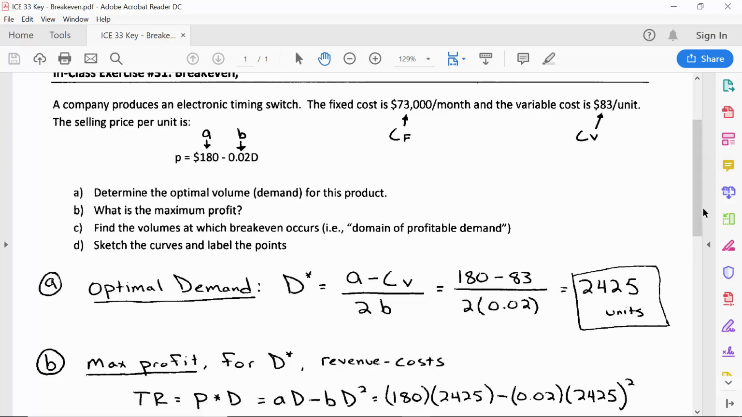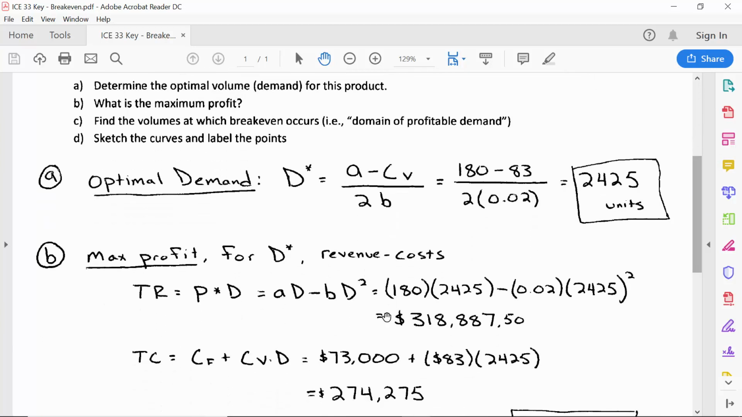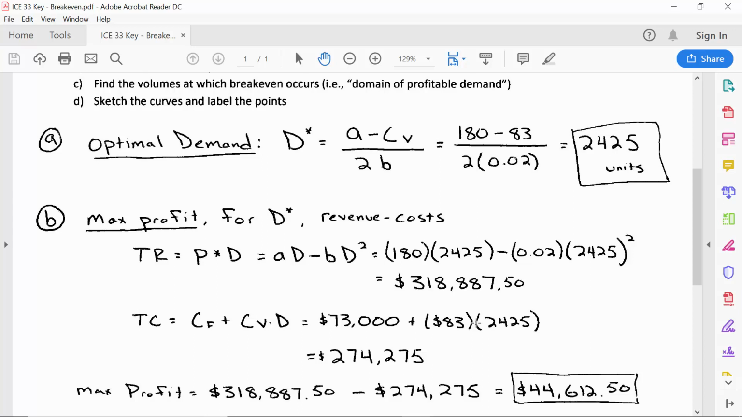Price times demand. And did anybody else in here get 318,887 for the revenue? Okay. Now the costs, we do a similar thing. We add the fixed costs and the variable costs. And the variable costs are going to be the variable cost per unit multiplied by the number of units sold. So now the difference between the two, the difference between the revenue and the cost, is our profit.